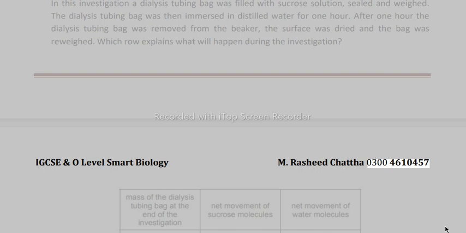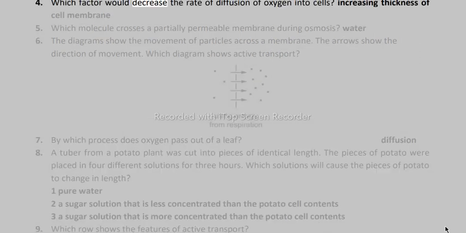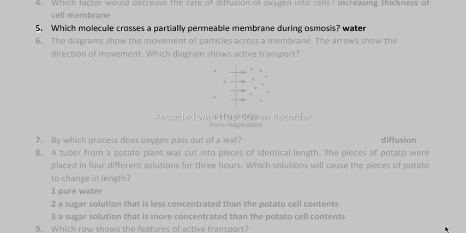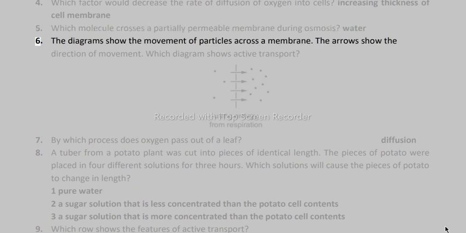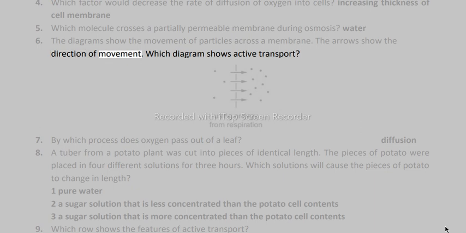4. Which factor would decrease the rate of diffusion of oxygen into cells? Increasing thickness of cell membrane. 5. Which molecule crosses a partially permeable membrane during osmosis? Water. 6. The diagrams show the movement of particles across a membrane. The arrows show the direction of movement. Which diagram shows active transport?